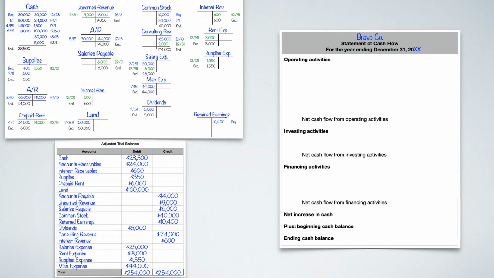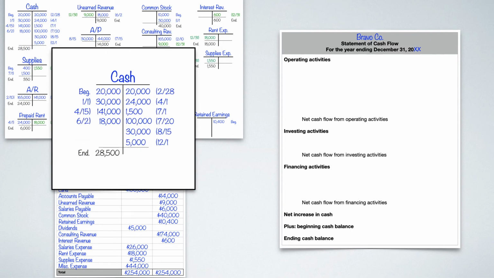The statement of cash flow tells us how cash comes in and cash goes out. That is also the same thing our cash T table does. It tells us what goes in and what goes out and where. So that's pretty much the key to the statement of cash flow. If it's on the cash T table, then it's going to be on the statement of cash flow.